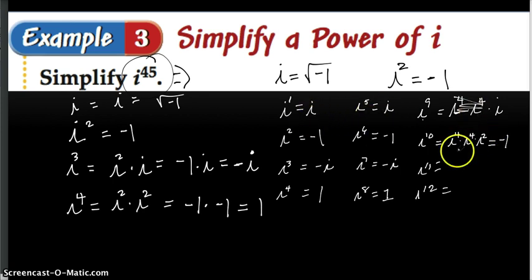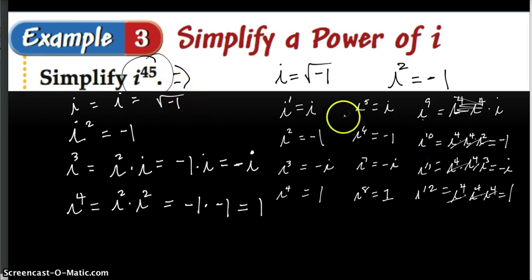Notice we're getting the same answer over and over again. i to the 4th times i to the 4th times i to the 3rd is i to the 11th. These guys are just 1s. I'm crossing them out, just saying this 1 times 1. And then we know i to the 3rd is -i. Therefore, we get -i. And finally, i to the 12th is i to the 4th times i to the 4th times i to the 4th, which is 1 times 1 times 1, which is just 1. We can continue doing this forever and ever and creep up to i to the 45th.